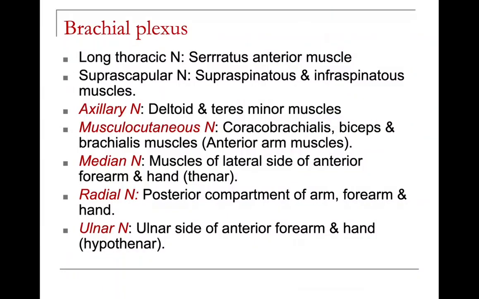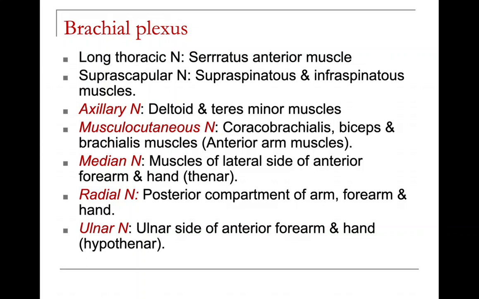So your long thoracic nerve is going to go to the serratus anterior muscle. The subscapular nerve is going to go to the supraspinatus and infraspinatus muscles. So one's out of the brachial plexus directly. Axillary nerve, this goes to the deltoid and teres minor muscles. The musculocutaneous, this is going to go to the coracobrachialis, biceps, and brachialis, so anterior arm muscles.